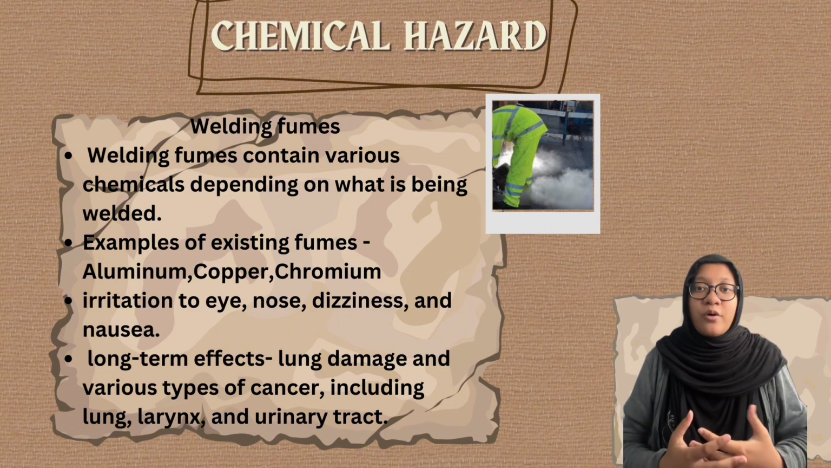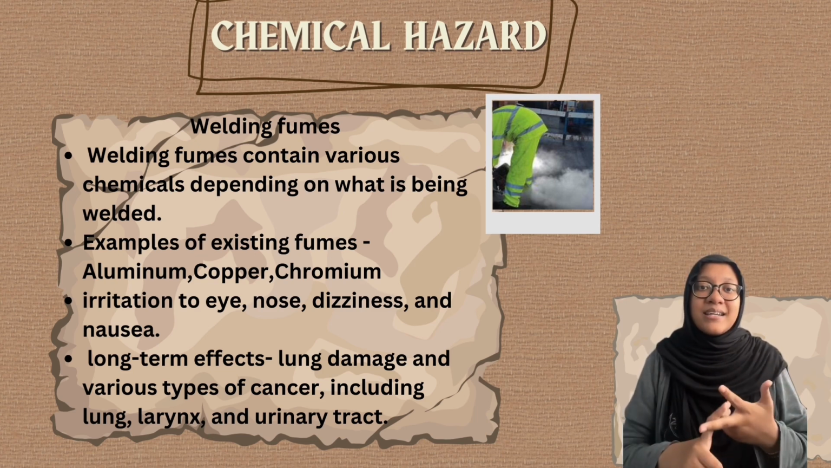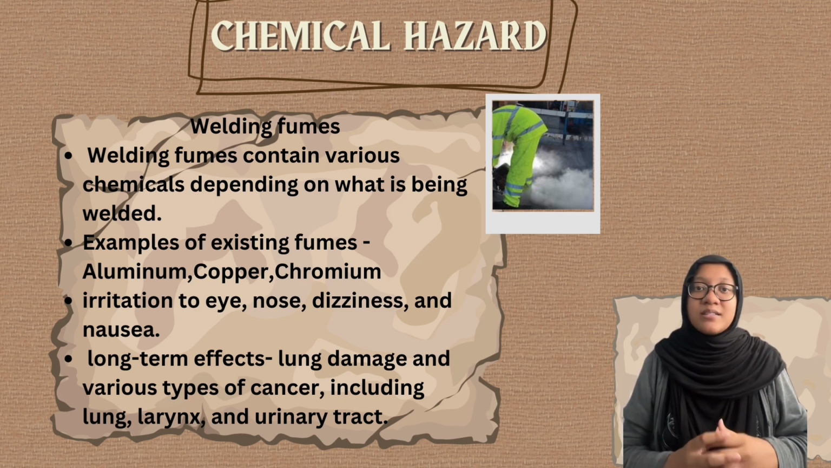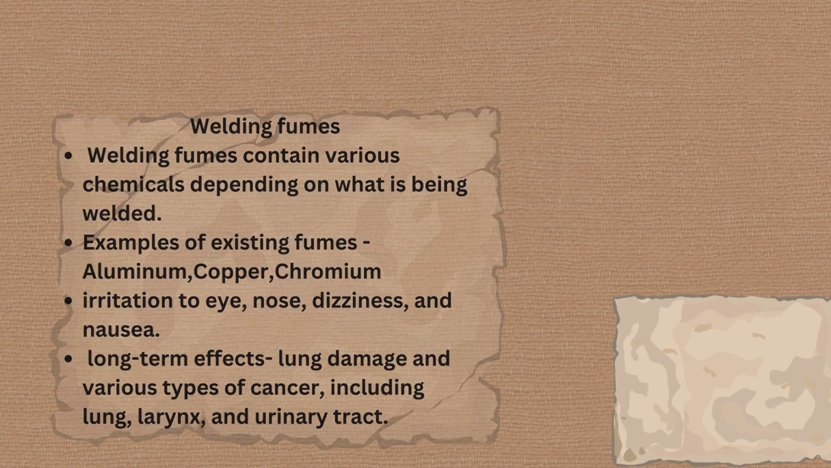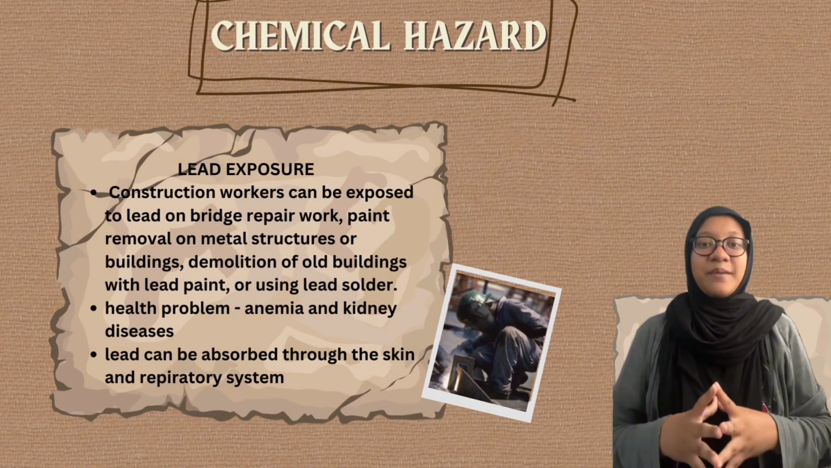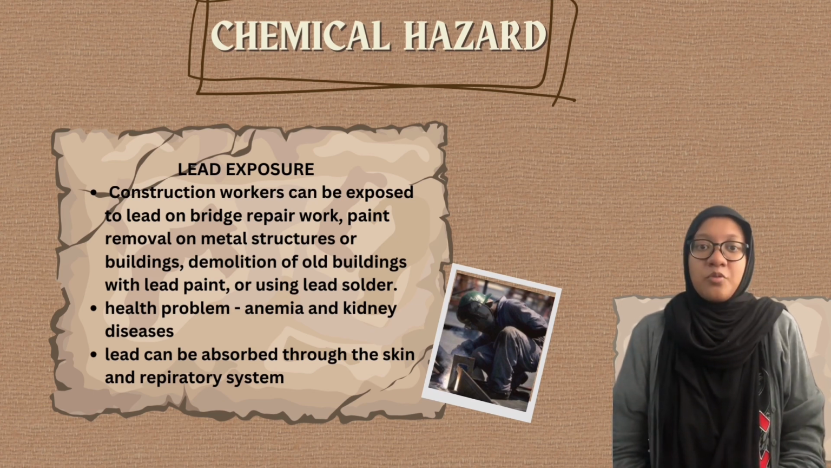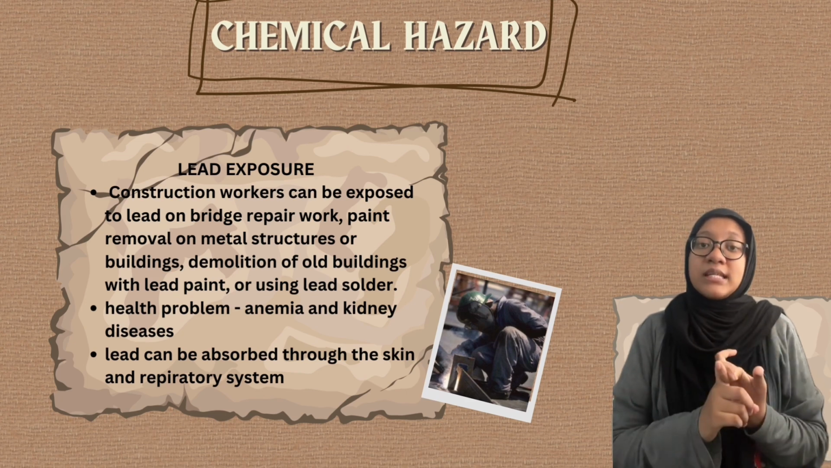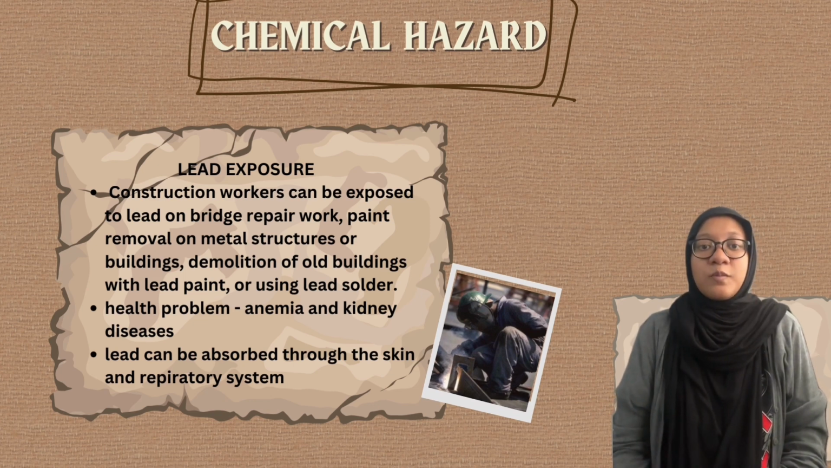If exposed too much to it, workers get irritation to the eyes and nose, dizziness, and nausea. For the long-term effects, workers can get lung damage and various types of cancer, including lung, larynx, and urinary tract. The second chemical hazard in building construction is lead exposure. Workers can be exposed to lead during paint removal on metal structures or buildings, demolition of old buildings with lead paint, or using lead solder. Besides, bridge repair work can also expose workers to lead.